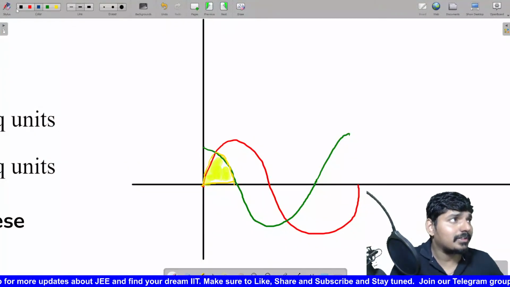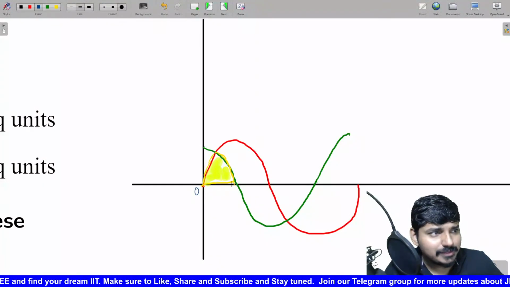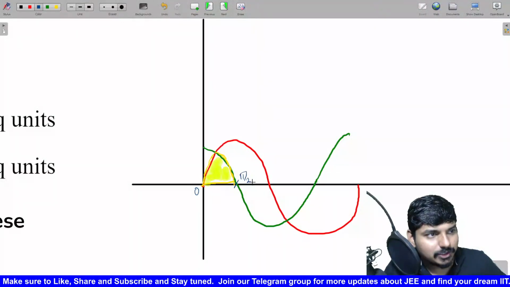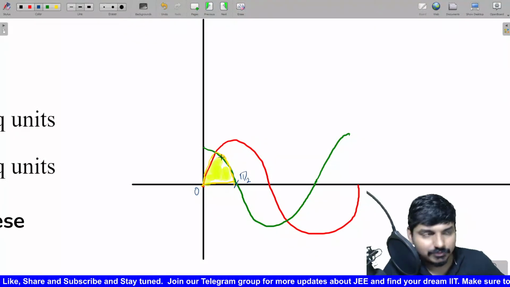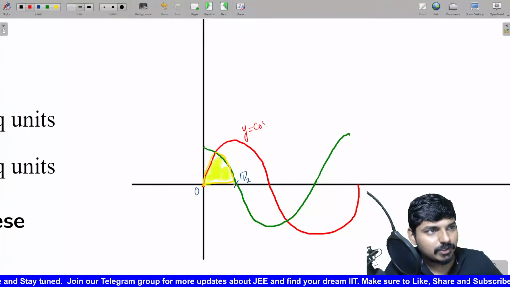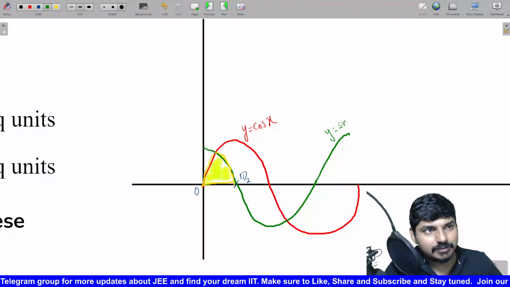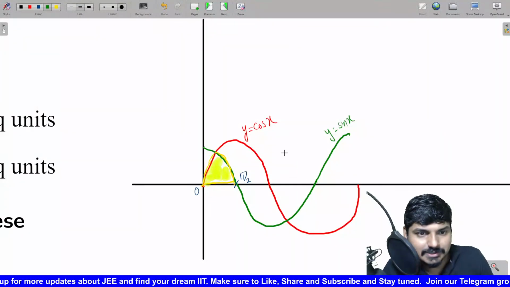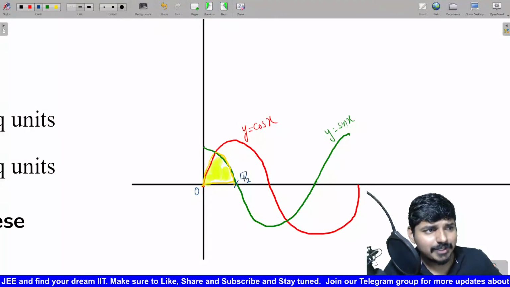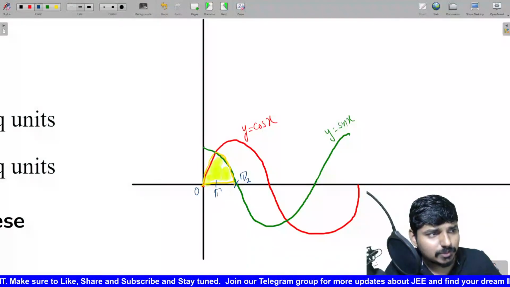The first important thing which you need to understand is this is the lower limit which is 0, and this is going to be the upper limit, which I can say is going to be pi by 2. Okay, and the curves y equal to cos x and y equal to sin x. In the region between 0 to pi by 2, where 0 is the lower limit and pi by 2 is the upper limit, the point where the two curves are intersecting is going to be pi by 4.